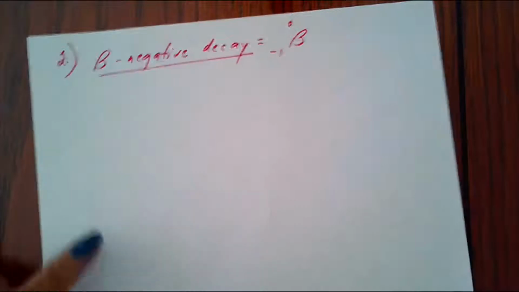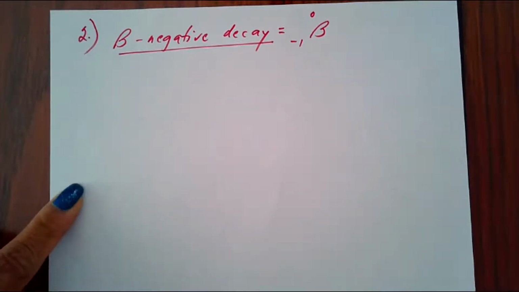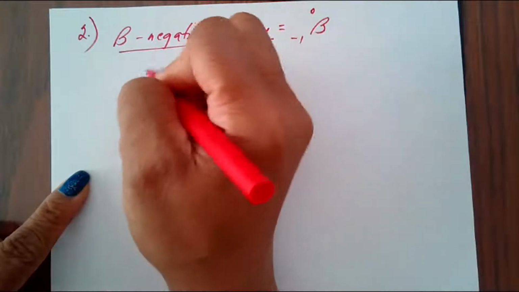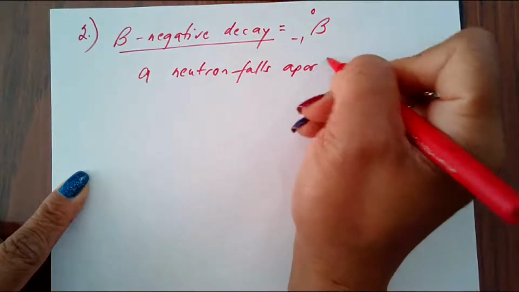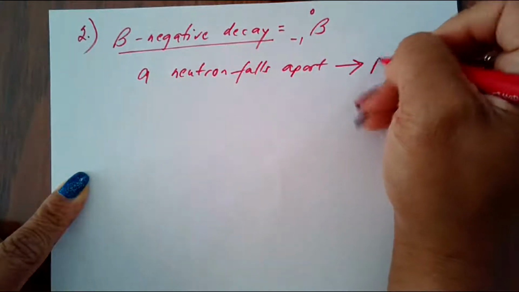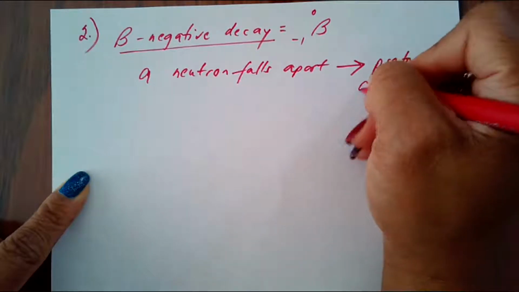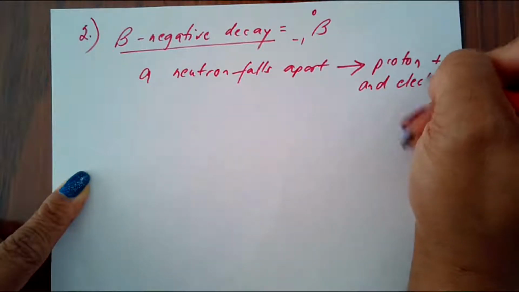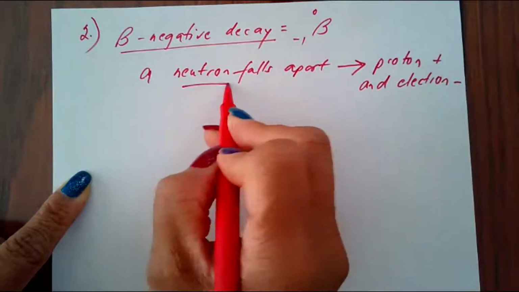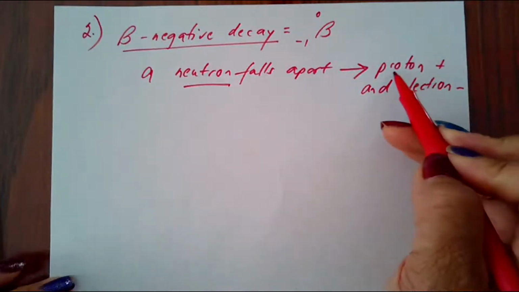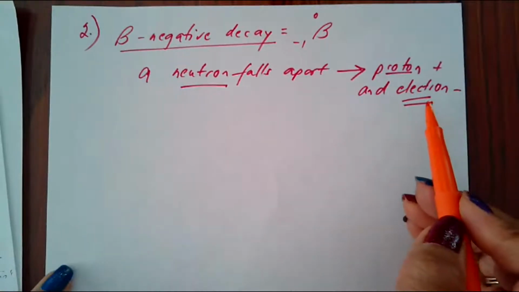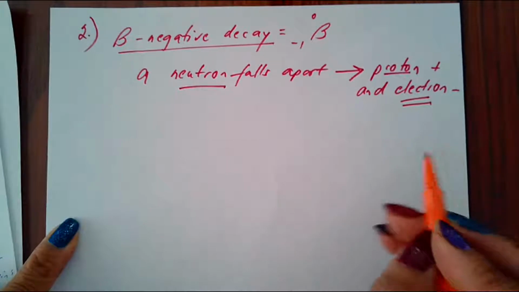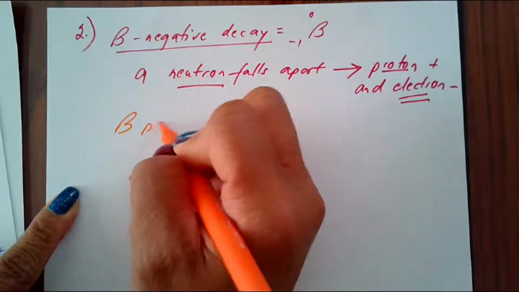And beta negative decay happens when a neutron falls apart and changes into a proton and an electron. So it's pretty crazy that a neutron actually breaks apart into a proton and an electron. It is important to note here that the electron that is produced from the neutron falling apart is a beta particle.